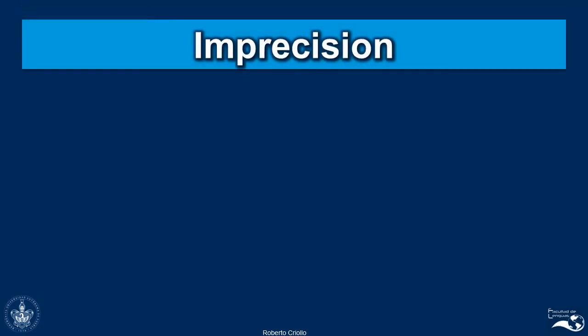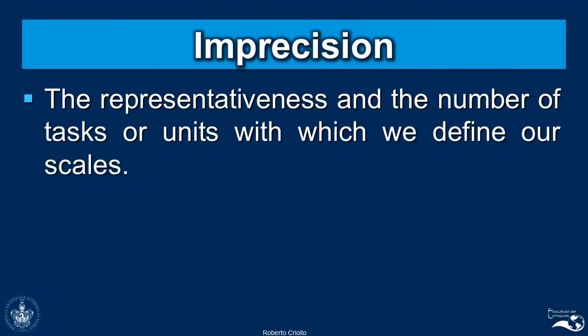Now, tests are also imprecise because of the representativeness and the number of tasks or units in which we define our skills. This means that, as in the previous example, if we use multiple choice, the person can get correct answers just by guessing, and so our measure is imprecise. As I already told you, it is impossible to get a 0 score on the TOEFL test. Even if you don't know anything and just guess the answers by choosing randomly A, B, C, D, E, you're going to get a score. So that's what we call impreciseness.